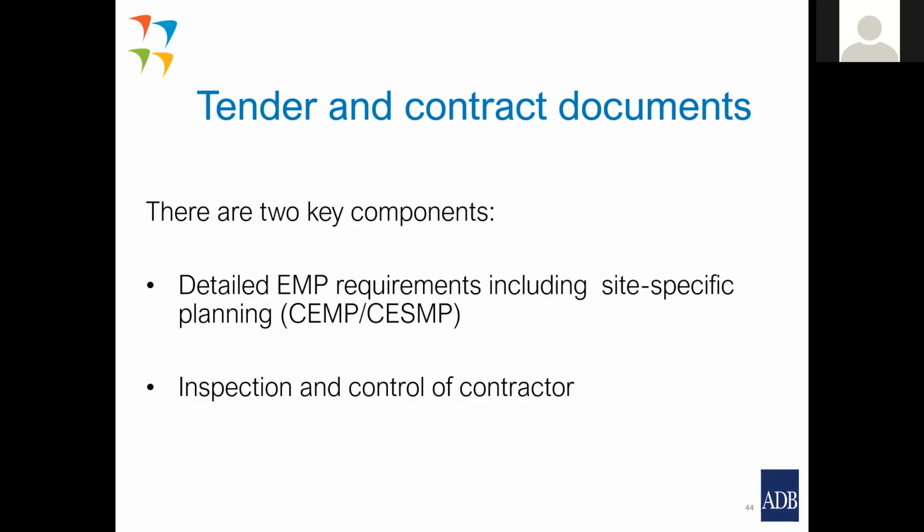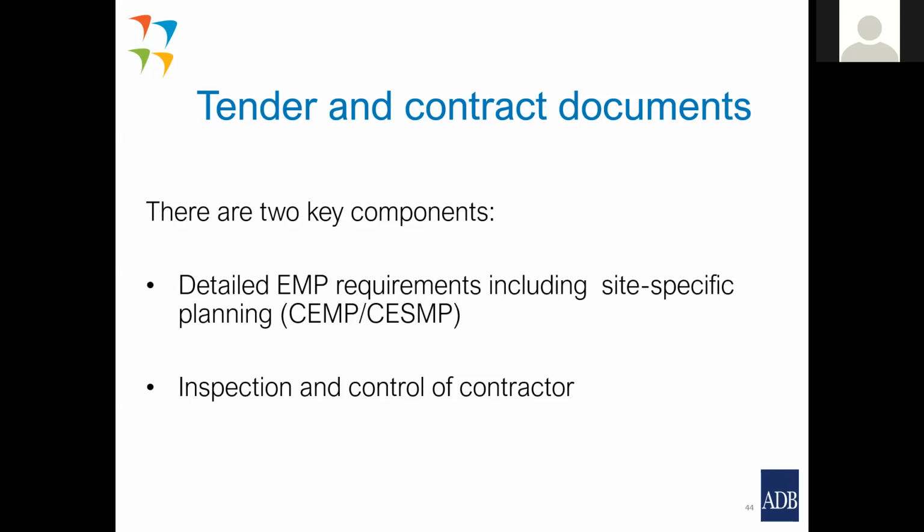And the second thing is we need to have inspection and control of the contractor in the contract documents. The contractor needs to be advised that regular inspections are going to be undertaken and that he is going to be called to account to ensure that he implements it.